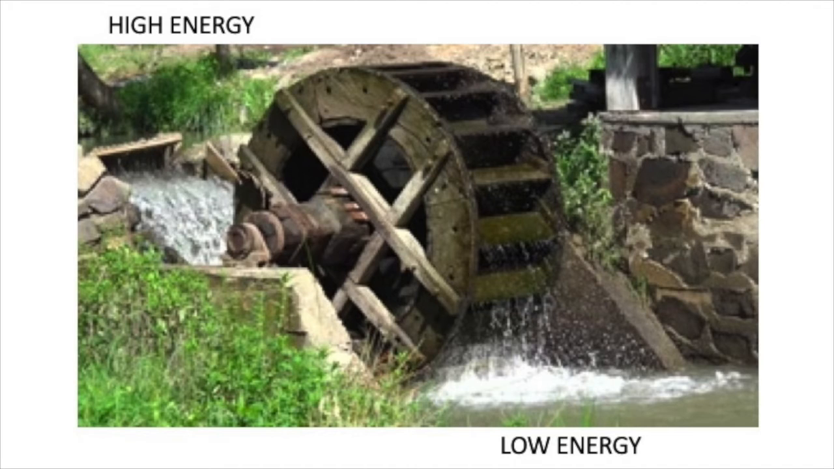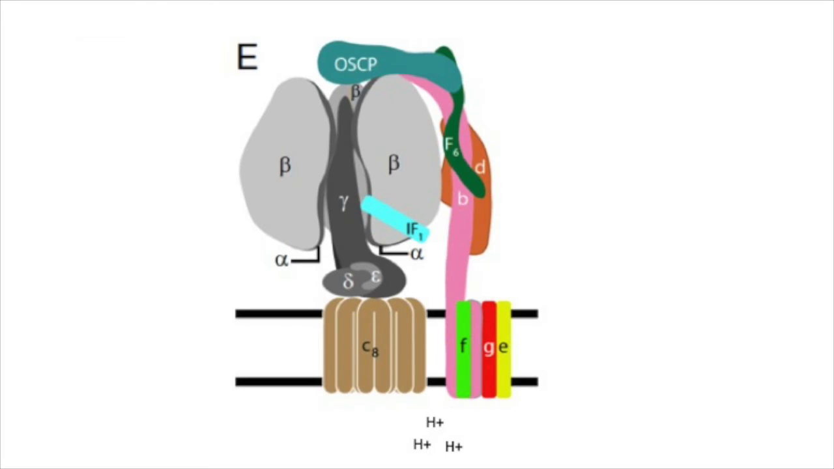Now let's consider what would happen if the water mill had no paddles. The water pressure would build on one side and no energy would be produced by the mill. In ATP synthase, the equivalent of watermill paddles is a proton channel. Without a proton channel, no protons pass across the membrane and no ATP is made.